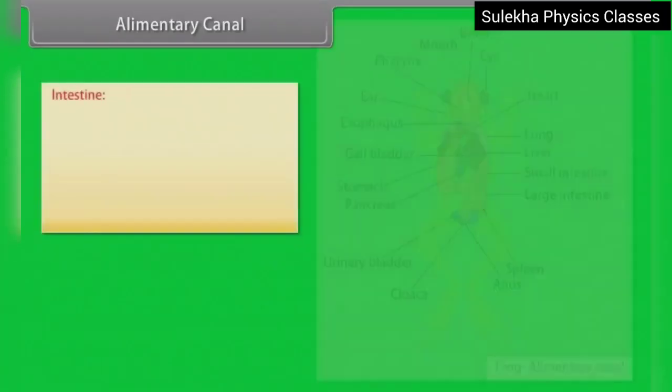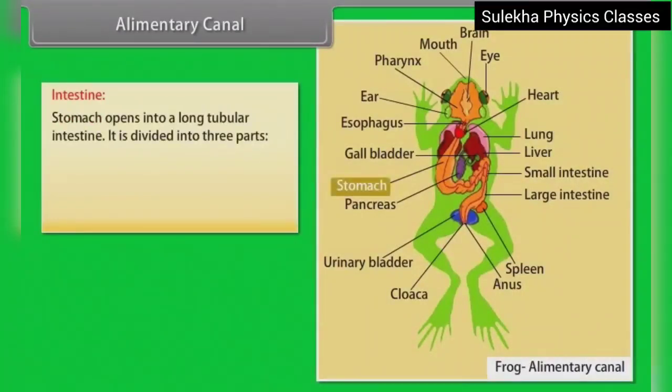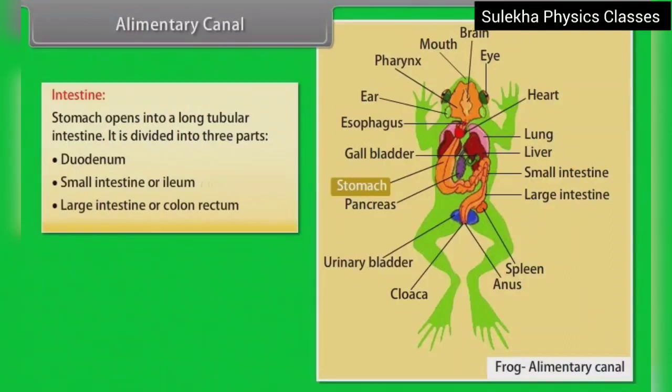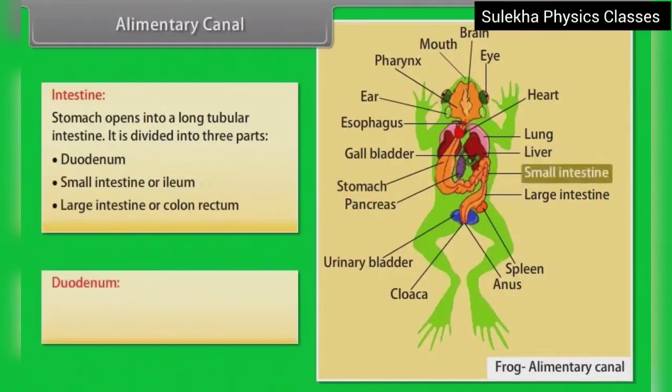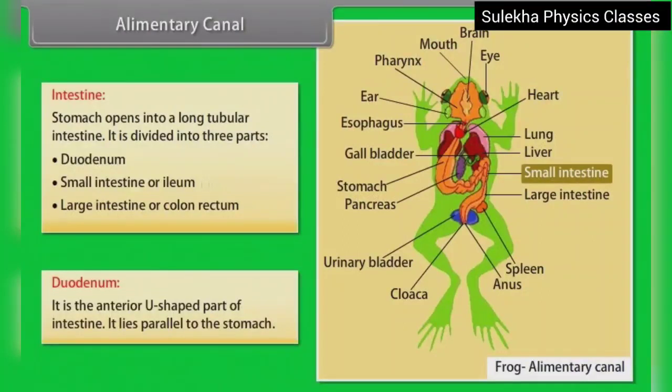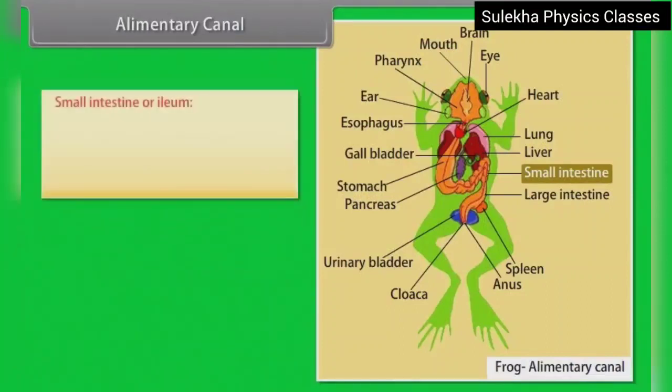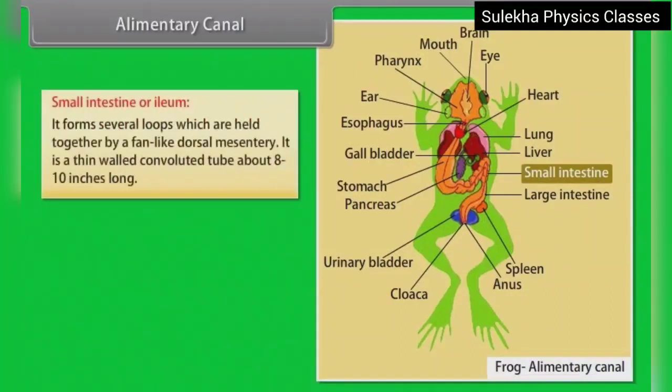Alimentary canal. Intestine. The stomach opens into a long tubular intestine. It is divided into 3 parts: duodenum, small intestine or ileum, and large intestine or colon rectum. Duodenum. It is the anterior U-shaped part of the intestine. It lies parallel to the stomach. Small intestine or ileum. It forms several loops which are held together by a fan-like dorsal mesentery. It is a thin-walled, convoluted tube about 8 to 10 inches long.